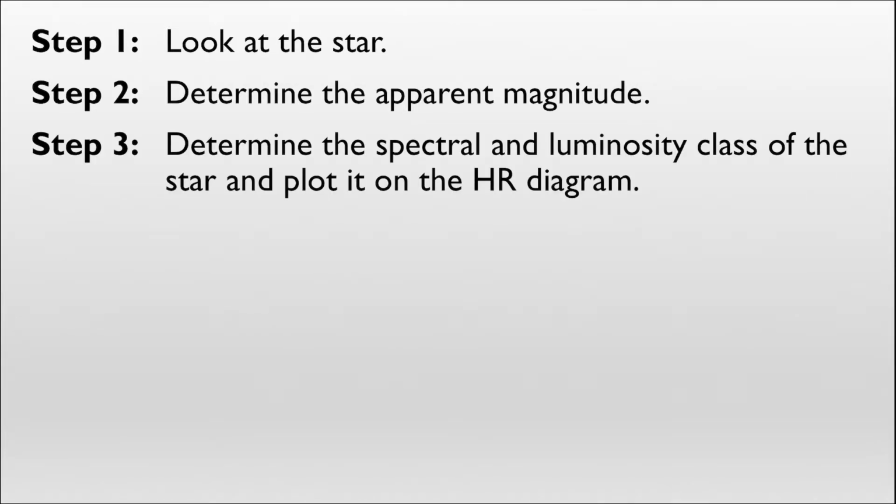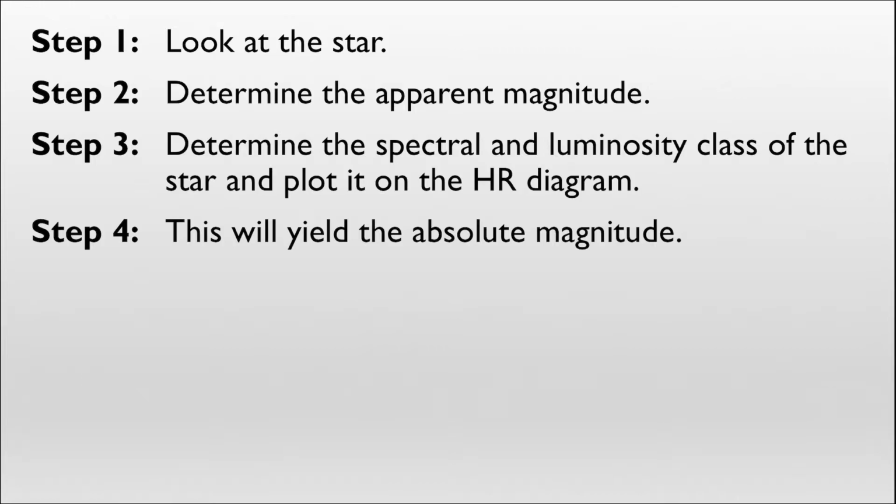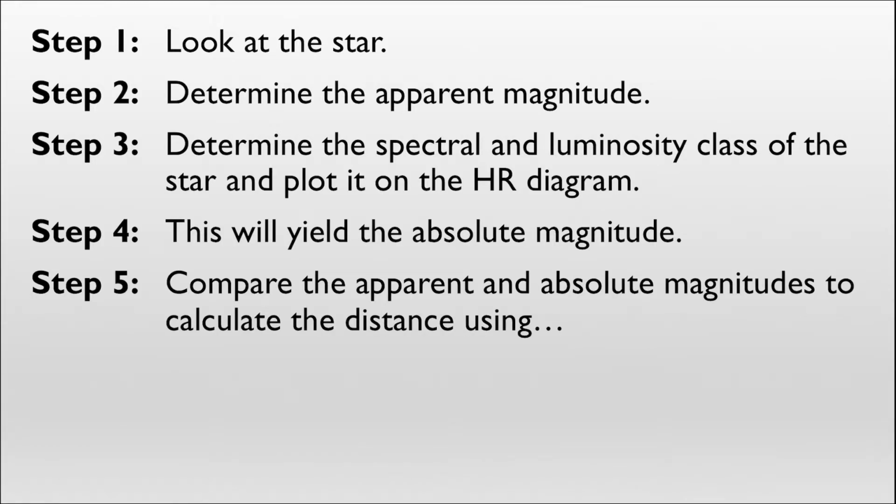Then we'll determine the spectral and luminosity class of the star, which is also most likely already predetermined for a lot of stars, and we'll plot it on the HR diagram. This will yield the star's absolute magnitude. Now we have to compare the apparent and absolute magnitudes to calculate the exact distance using the distance modulus.